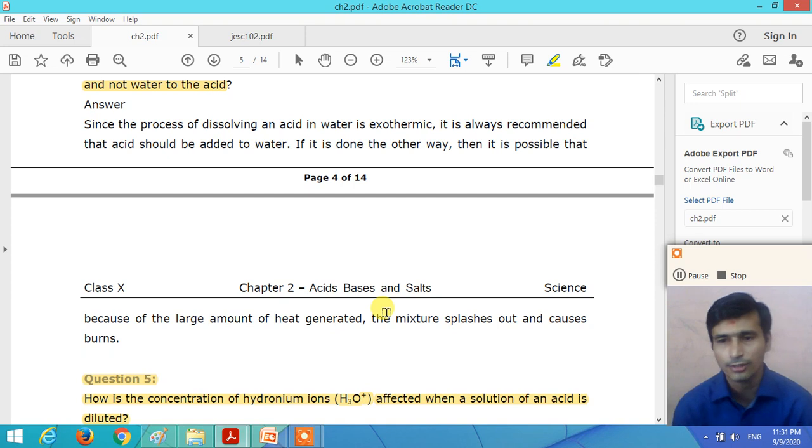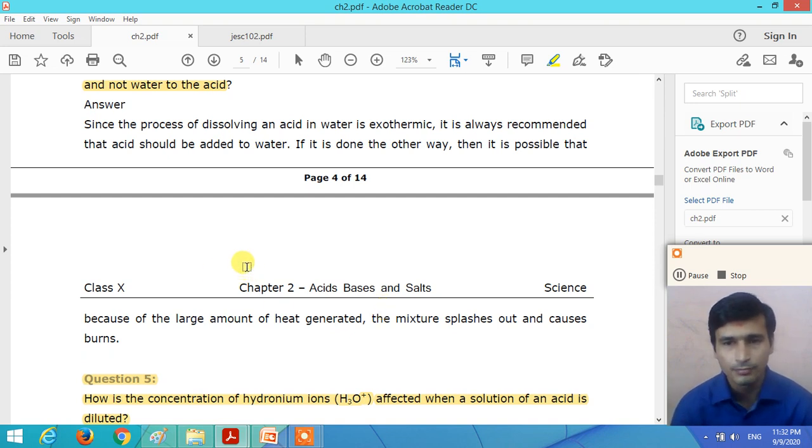So dilution of the acid is the process of dissolving an acid in water, which is highly exothermic, and because of that, when we add water to the acid, a large amount of heat is generated and the mixture splashes out or causes burns. So it is always recommended that the acid should be added to the water, not water to the acid, right?